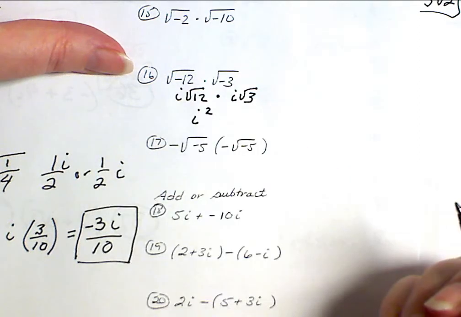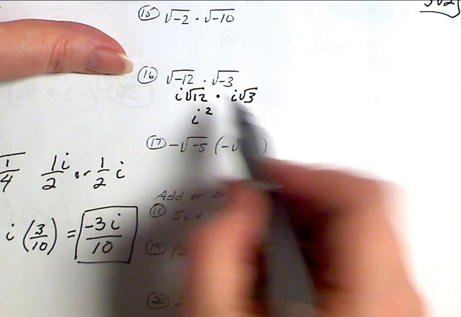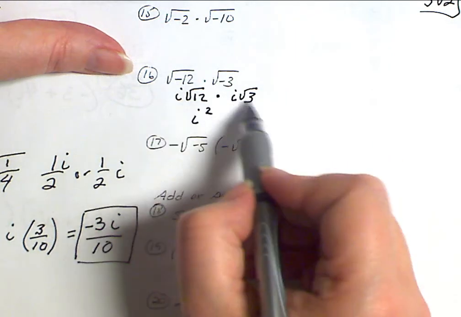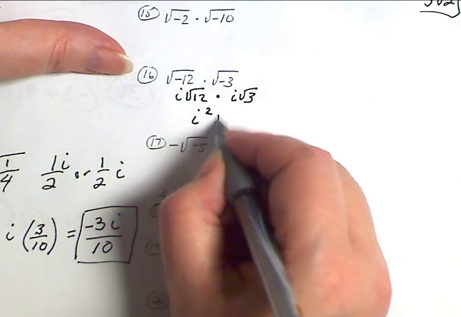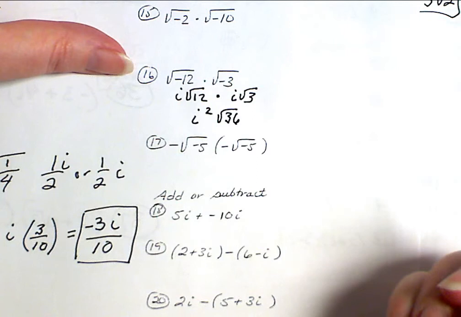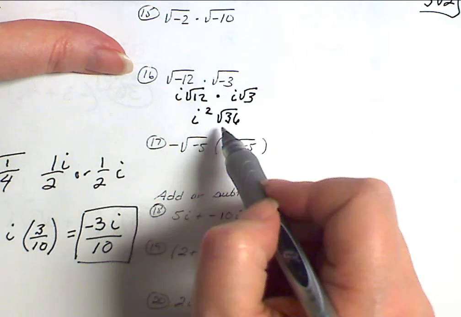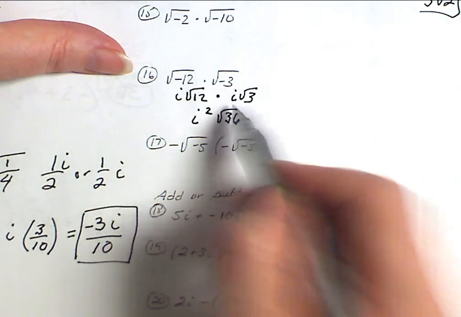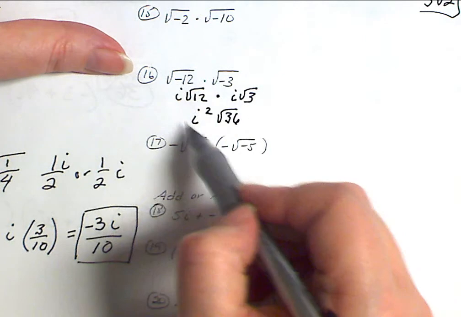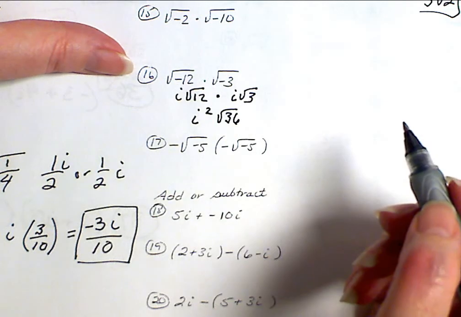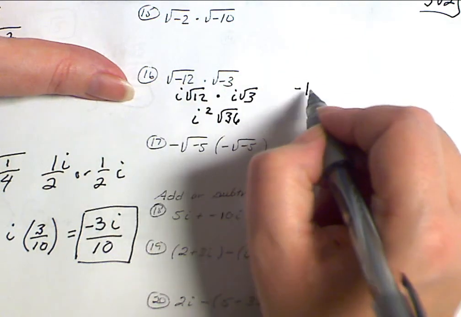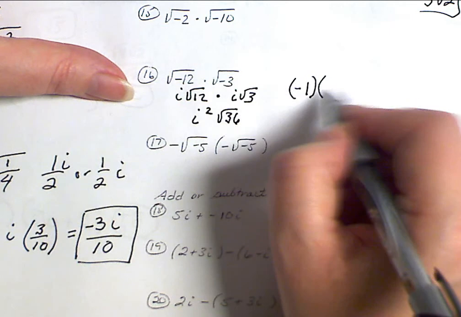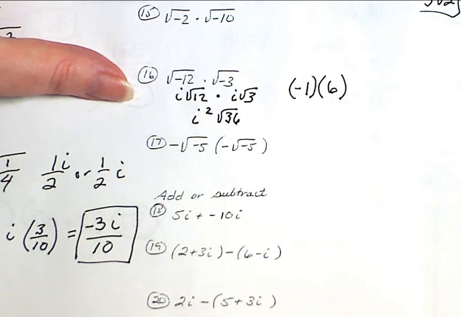Because it's just like x. Square root of 12 times the square root of 3. What's 12 times 3? 36. What is the square root of 36? 6. What is i squared? Close. Negative 1. So i squared is negative 1, and the square root of 36 is 6. So it's negative 6.